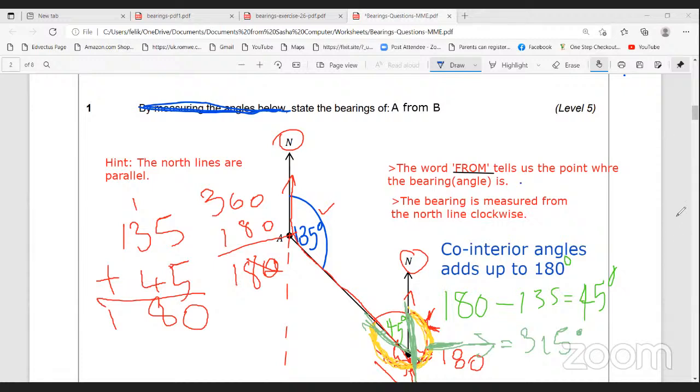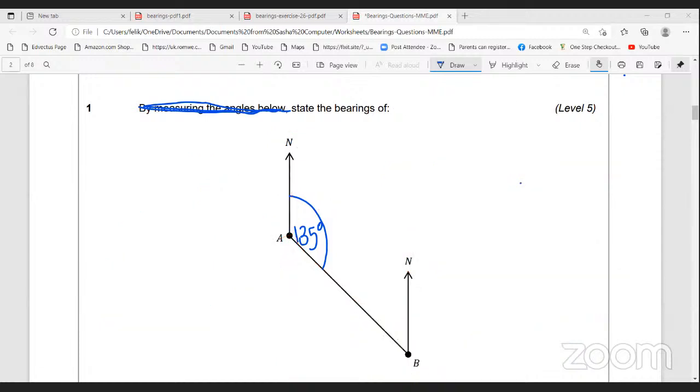All right, so we're going to scroll down now. We're going to clear all this off the screen and scroll down to the next question. Let's put in the next question: State the bearing of B from A. So we're going to turn it around now. We just did the bearing of A from B. So we're going to do the bearing of B from A.